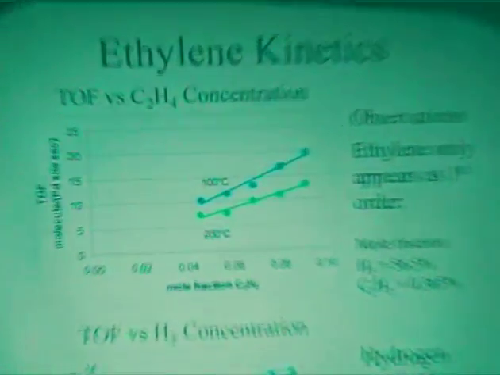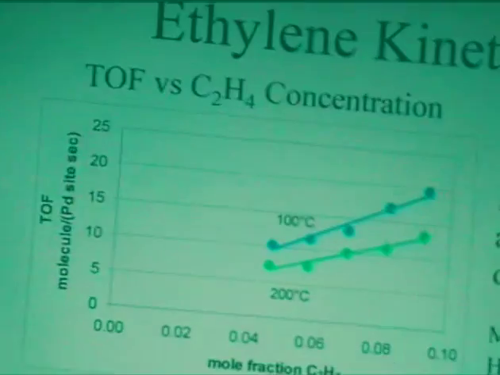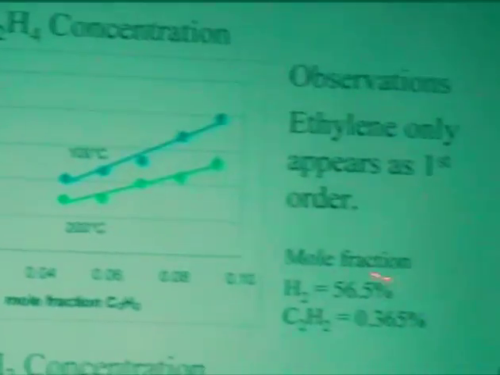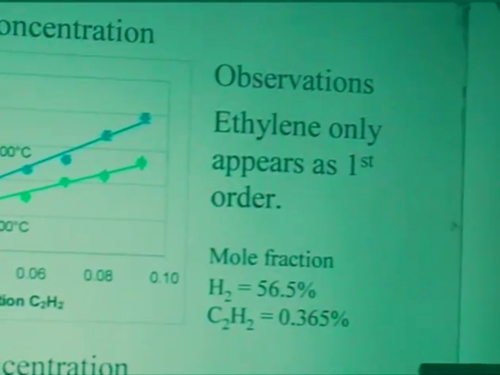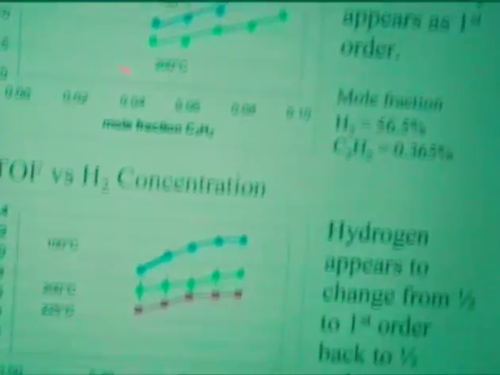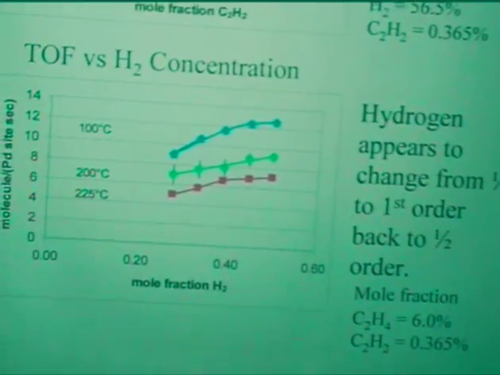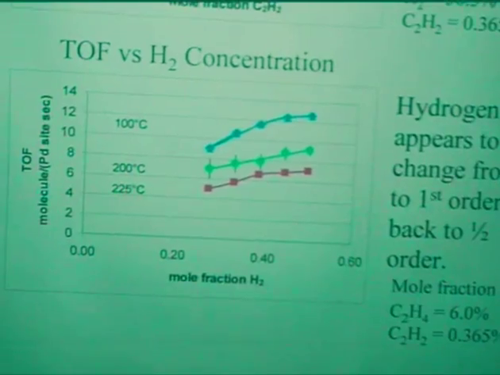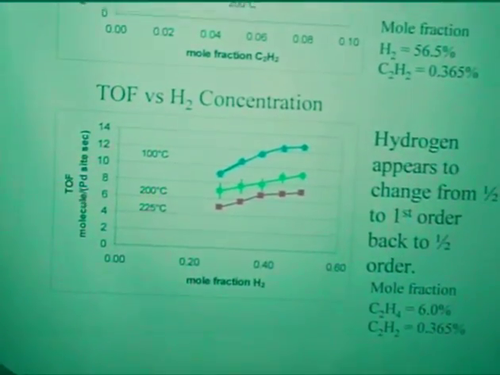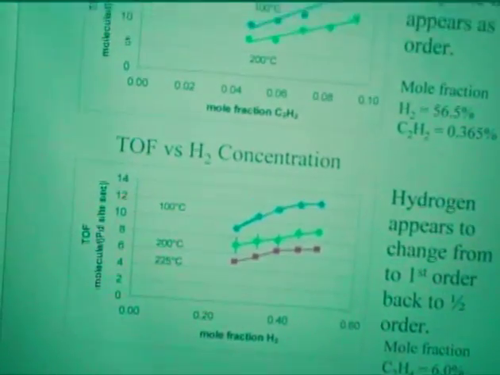So then we did the same thing for the ethylene kinetics. And what we have here is ethylene that's been spiked with a little bit of acetylene, about 0.365%. We want to study the kinetics with acetylene present in the feed. And the only interesting thing to say is that ethylene appeared to be first order over the entire temperature regime. However, one unexpected result was that the rate decreased with temperature. And I hope to explain that a little later.